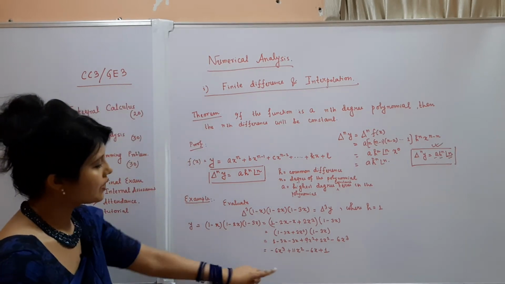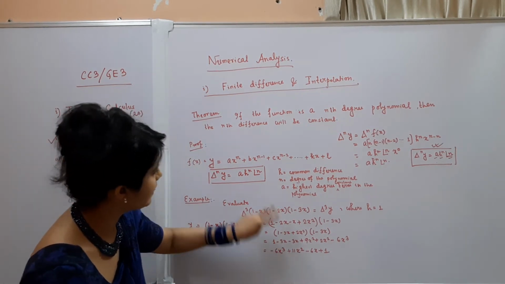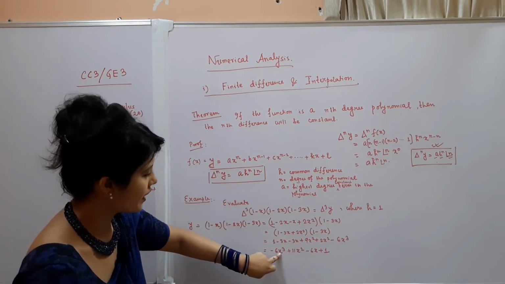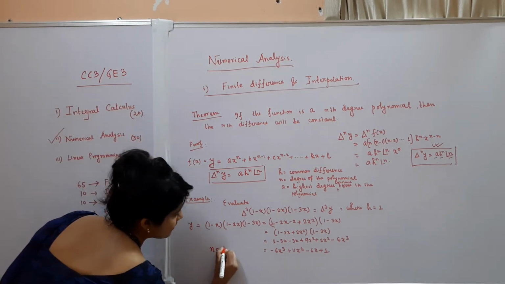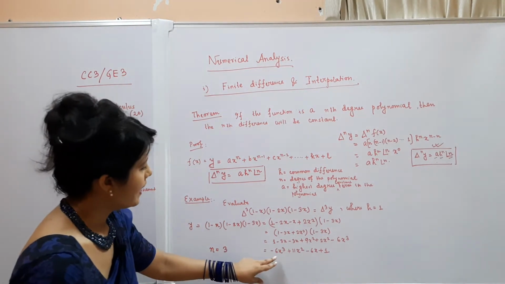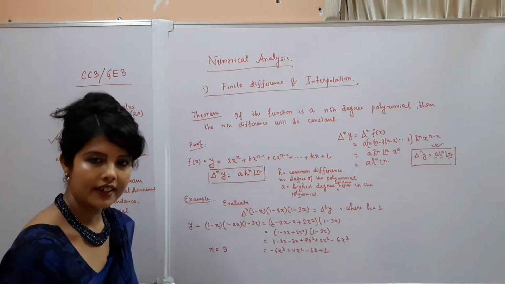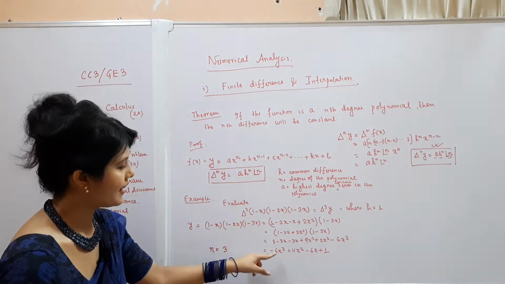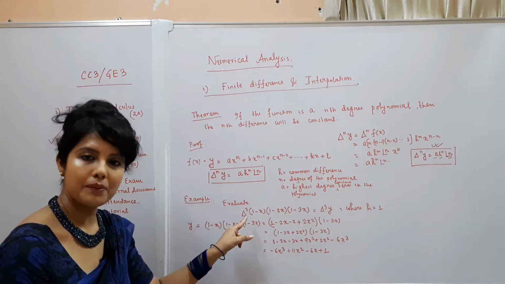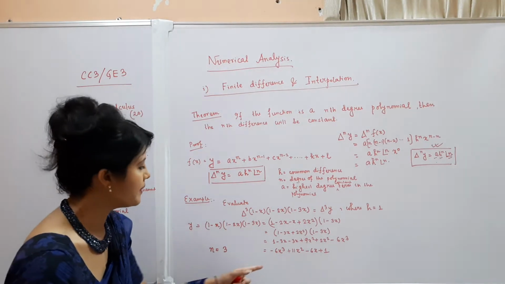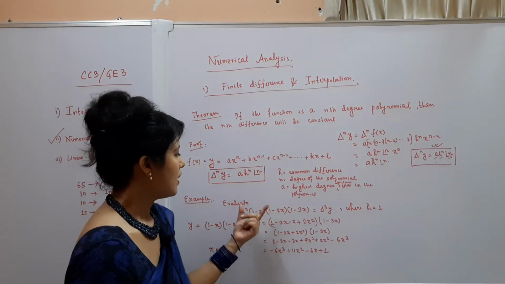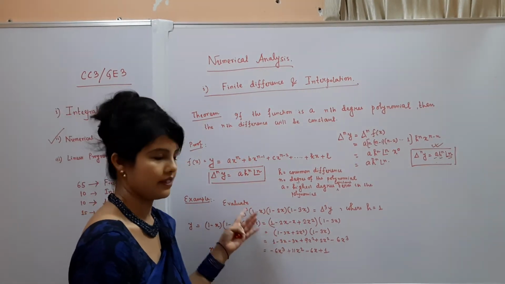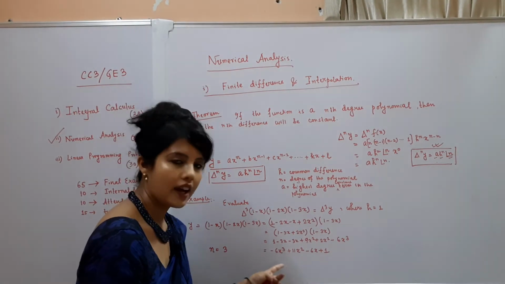So clearly this is a third degree polynomial. Here n is equal to 3, and you have to find out the third degree difference. So the degree of the polynomial and the degree of the difference are the same, so the third degree difference will be constant. Okay, so it is very easy. You don't need to find out for every term. Using this result you can easily evaluate the third degree difference of this third degree polynomial.